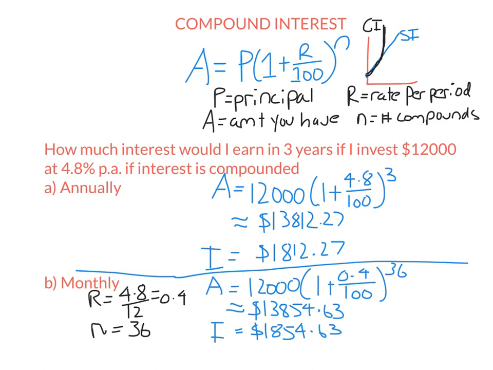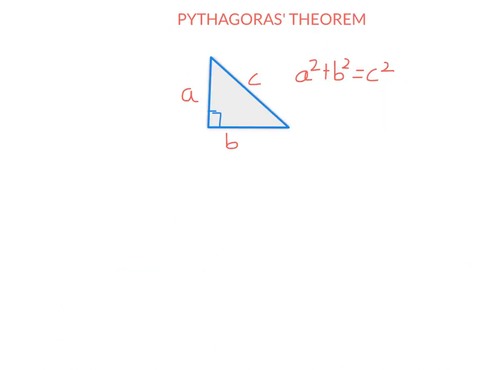All right, let's now move on to Pythagoras' theorem. So Pythagoras' theorem concerns right-angled triangles. Pythagoras' theorem says that a squared plus b squared equals c squared. So a and b are the two shorter sides of a right-angled triangle, and c is the hypotenuse. It's the longer side. The longer side of the right-angled triangle always faces the right angle.